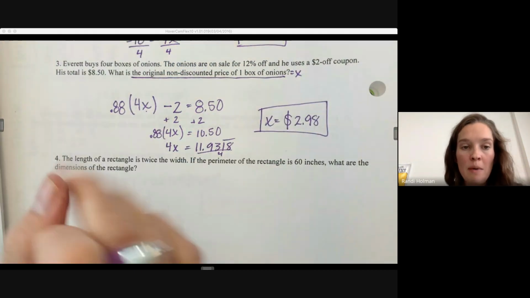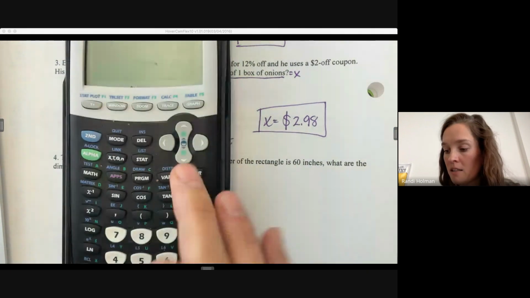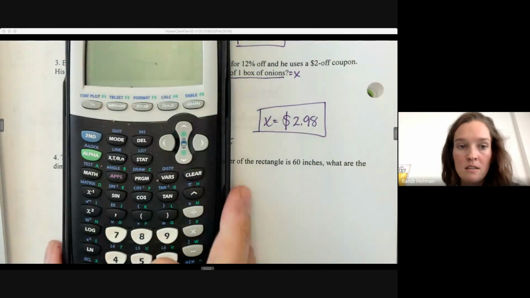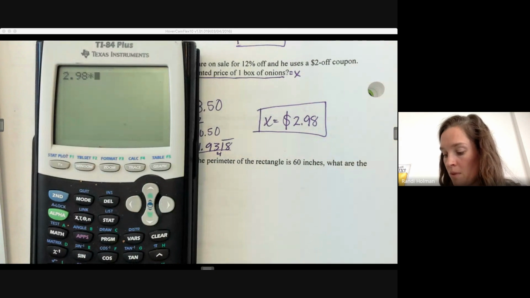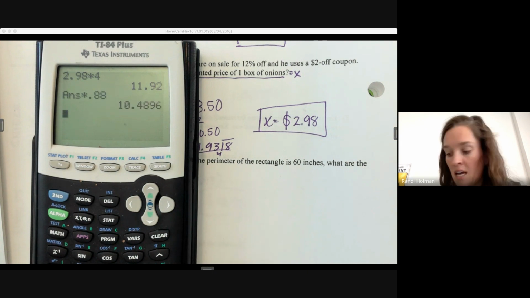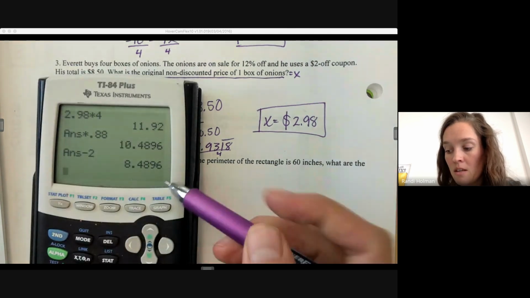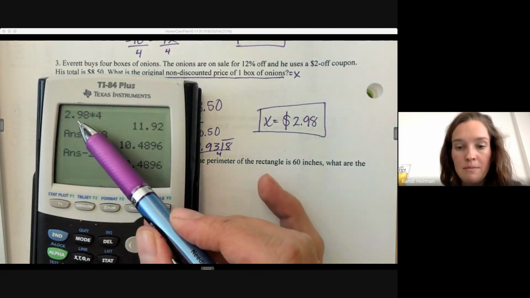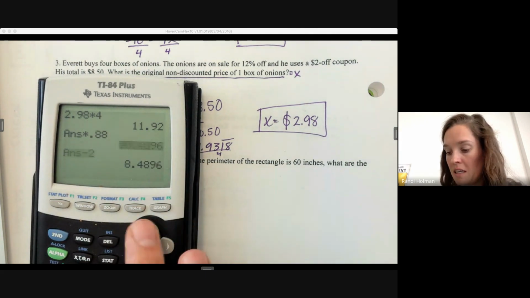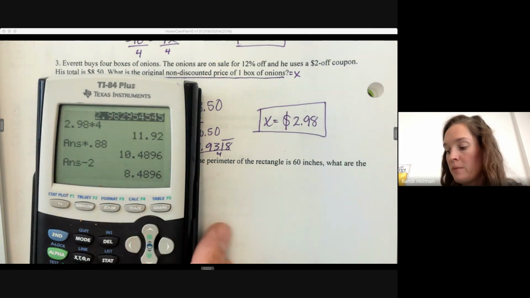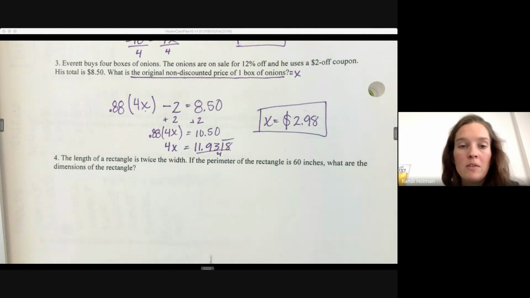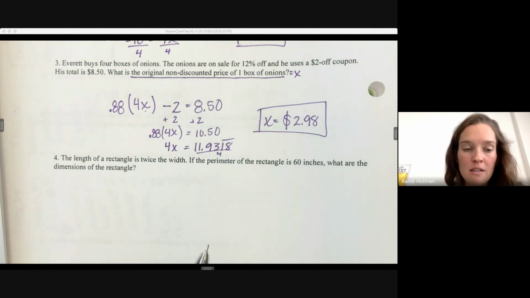If you're not sure, go back through it and say, if each box costs $2.98, he bought 4 of those boxes. But then it was 12% off, so he only paid 88% of that. And then he had a $2 coupon. So we get to about $8.50. This is a little off because we rounded this a little bit, right? So we're about $2.98. Did we round that correctly? Yep, we did. So we have a little bit of error just because there's some rounding error in there as well.